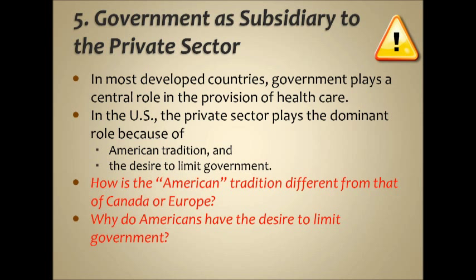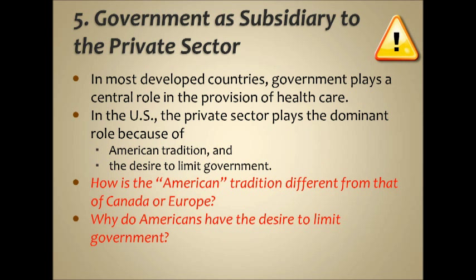A fifth trait that is unique to the U.S. healthcare system is that the government acts as a subsidiary to the private sector. See, in most developed countries, the government plays a central role in the provision of healthcare itself, kind of like the VA system does here in the United States. But in the U.S., the private sector plays a dominant role because of American tradition and the desire to limit government. So let's think about that.